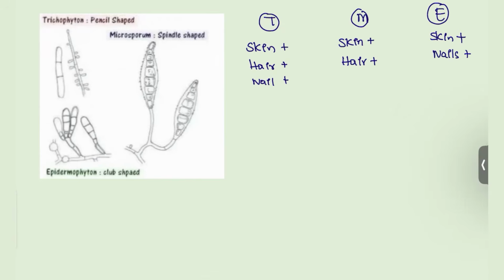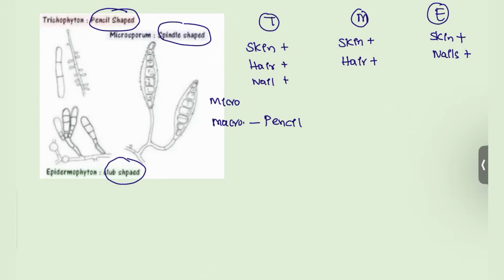Next, coming to the microconidia and the macroconidia. This is known for the macroconidia. What are the macroconidia? Pencil shaped, spindle shaped or club shaped. Macroconidia for Trichophyton are pencil shaped, for Microsporum spindle shaped, and for Epidermophyton club shaped.